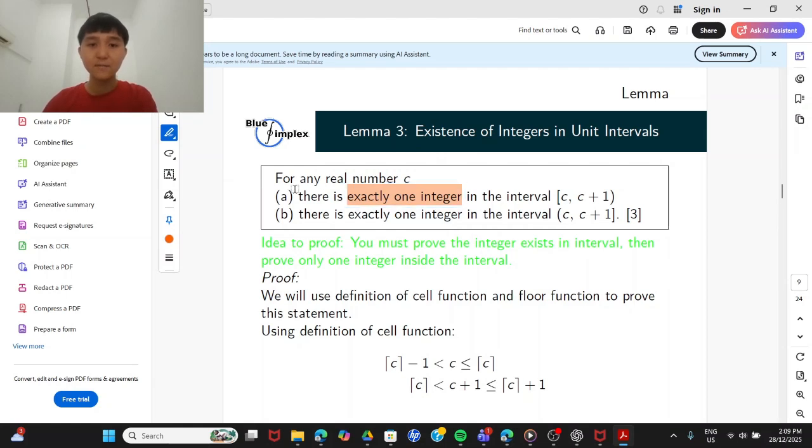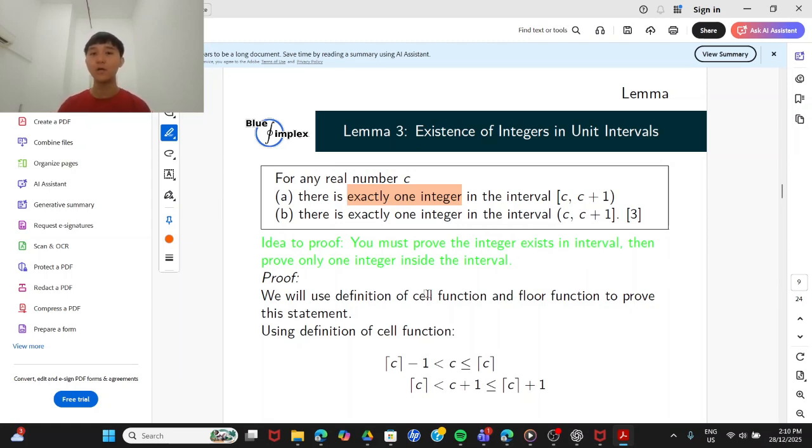We see the word "first." For any real number c, there is exactly one integer in the interval, this one and this one. Exactly one integer means the integer exists in this interval, and it is the only integer inside this interval. This is the idea we want to prove. So you must prove the integer exists in the interval and also prove there is only one integer inside the interval.